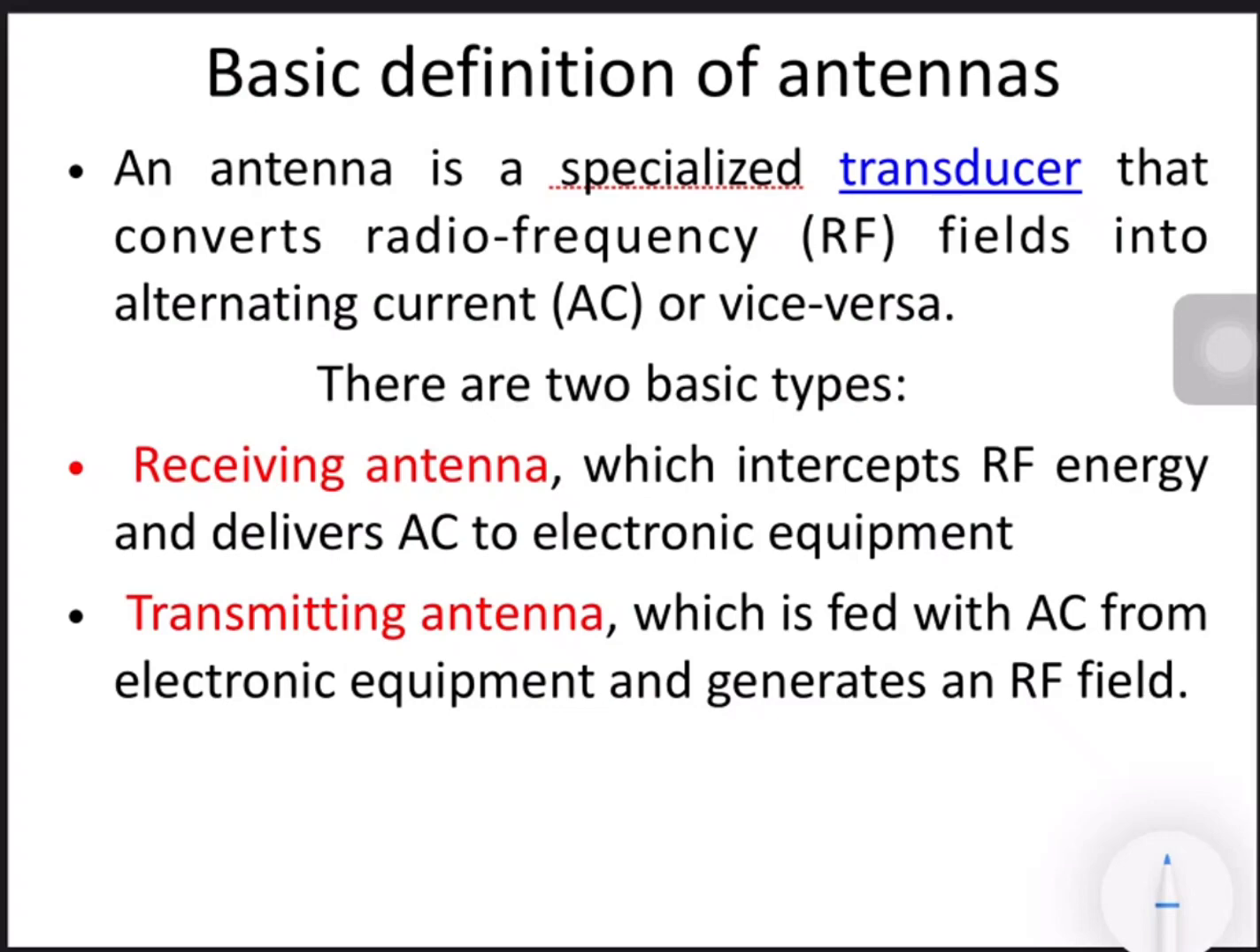So what is a receiving antenna and what is a transmitting antenna? A receiving antenna is the one which intercepts the RF energy and delivers the alternating current to the electronic equipment. And the transmitting antenna is the antenna which is fed with AC, that is alternating current, from the electronic equipment, and generates an RF field. So basically, let us understand the definition of antenna. An antenna is a transducer or an electromagnetic device which converts the alternating current to radio frequency signals or the radio frequency signals into alternating current.